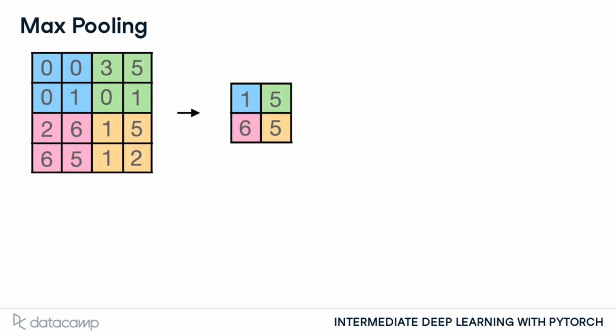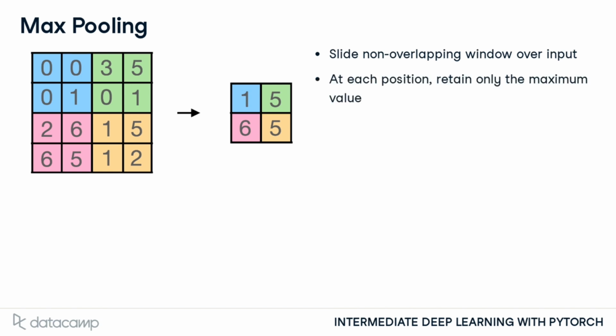Max pooling is another operation commonly used after convolutional layers. In it, we slide a non-overlapping window, marked by different colors here, over the input. At each position, we select the maximum value from the window to pass forward. For example, for the green window position, the maximum is 5. Using a window of 2x2, as shown here, halves the input's height and width. This operation reduces the spatial dimensions of the feature maps, reducing the number of parameters and computational complexity in the network.